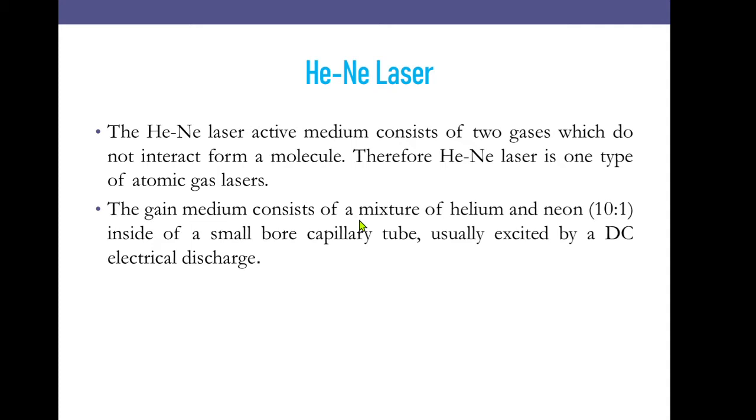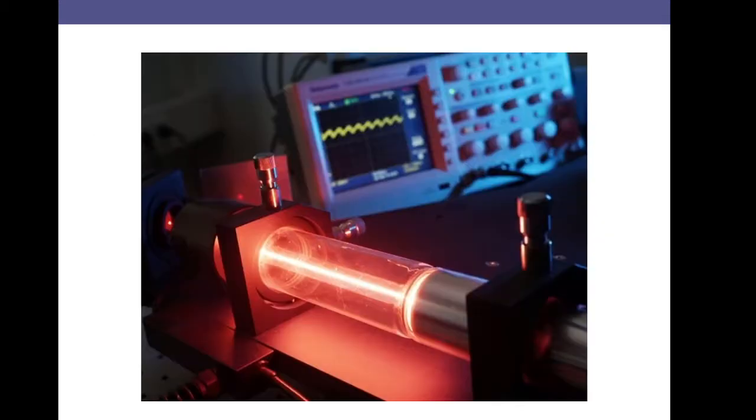The gain medium consists of a mixture of helium and neon in the proportion 10 is to 1 inside a small bore capillary tube usually excited by DC electrical discharge. This is the laboratory setup of a helium neon laser.